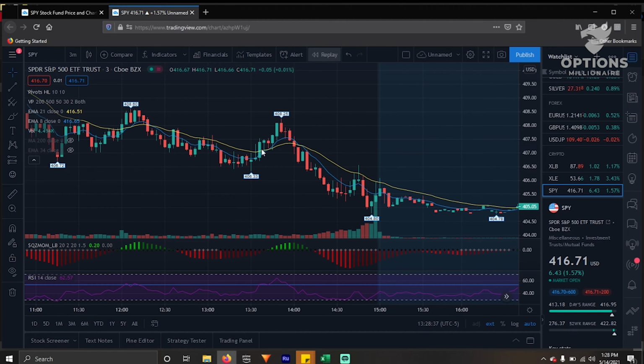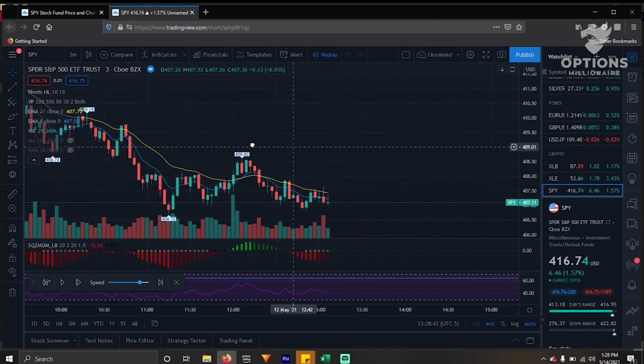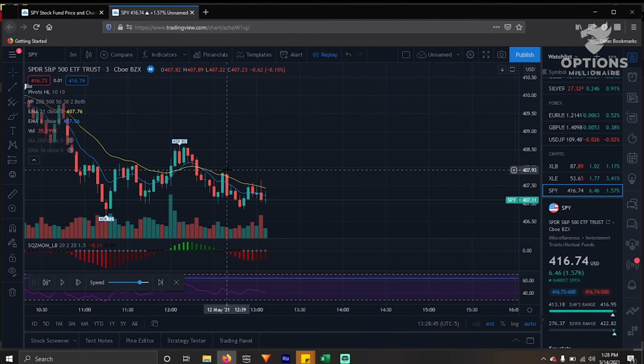I'm going to use the replay function on TradingView, which is pretty great. I love this. I go back to use this all the time when I am managing some trades and I want to figure out what went wrong in real time without having the bias of knowing already what's going to happen. So I'll come back here.